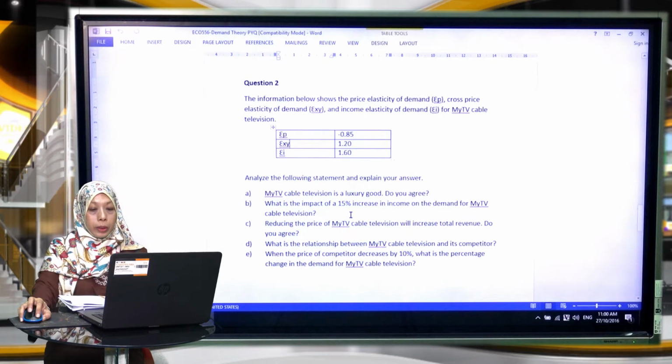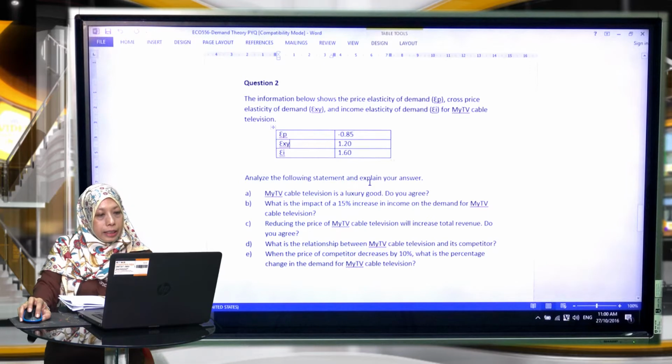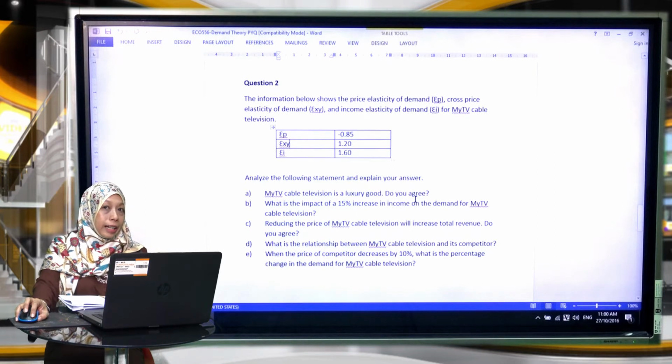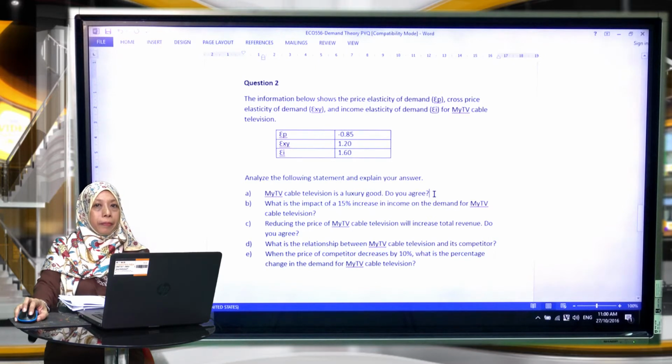Let's look at the first question. Now, it is said here that my TV cable television is a luxury good. So do you agree to this statement? When we talk about categorizing goods into either luxury or necessity, what would be the appropriate type of elasticity of demand that we need to look for?